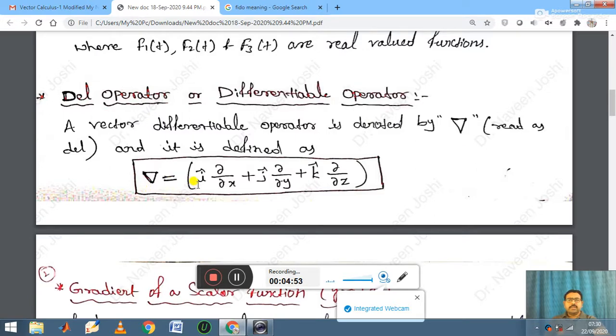Always remember this definition: del is i into dou by dou x plus j into dou by dou y plus k into dou by dou z. In this entire vector calculus we use this notation repeatedly. This is known as the differential operator, and it is helpful for differentiation.